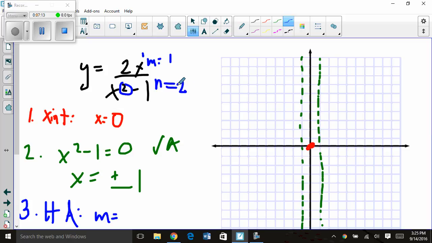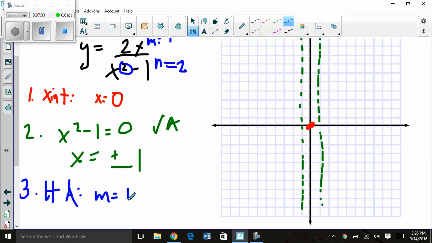Now we look at our options here. Number 3 on our sheet says if m is less than n, y equals 0 is the HA. If m equals n, then y equals a over b is our HA. If m is greater than n, then there is no HA. So in this case, m is less than n. I believe 1 is less than 2. So our HA, our horizontal asymptote, should be y equals 0.